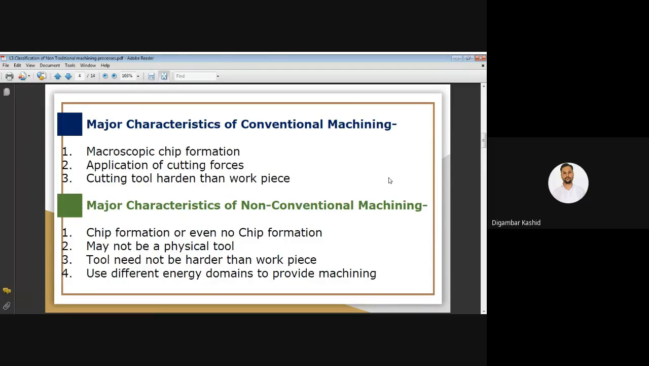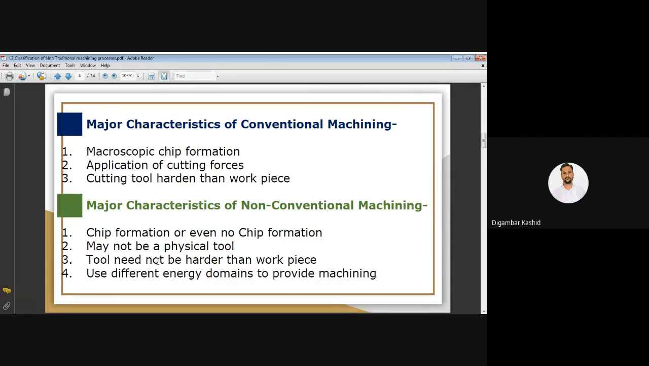Then we got the point from why we go for advanced machining: we do not need to go for a physical tool. So for non-conventional machining, I can say we do not require any physical tool. Then the next point is that there is no barrier about the tool's hardness. The tool need not be harder than the workpiece. This is a major difference between conventional and non-conventional machining.